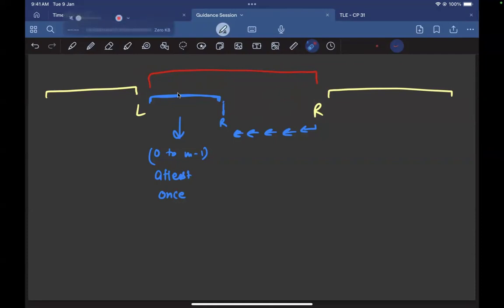So I'll bring my R closer right up to a point where after this I have a problem. What is the problem? If I take it further back, then I will not get at least one 0 to m minus 1 at all. Okay. Now let's say it lands at this value.